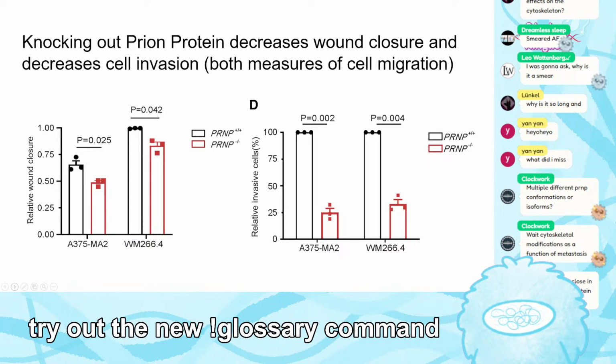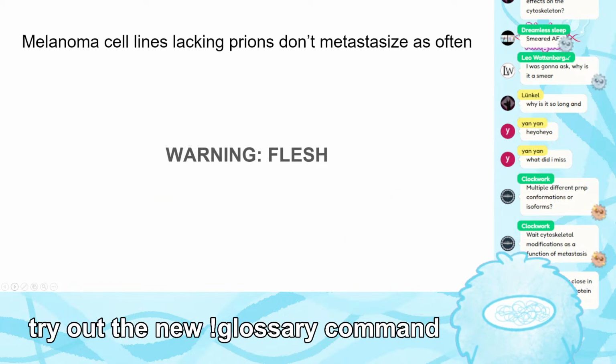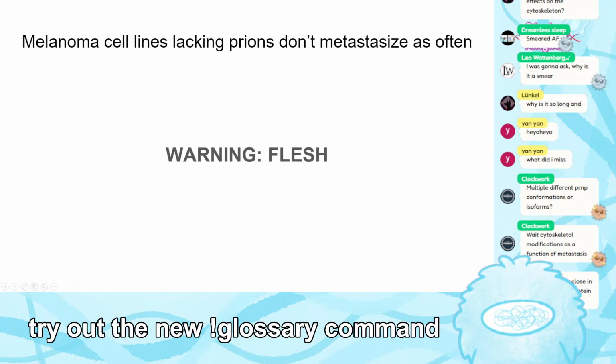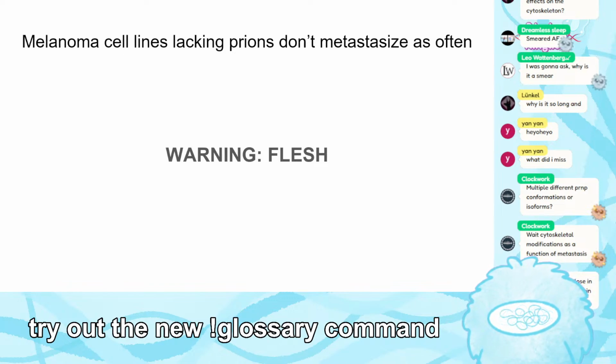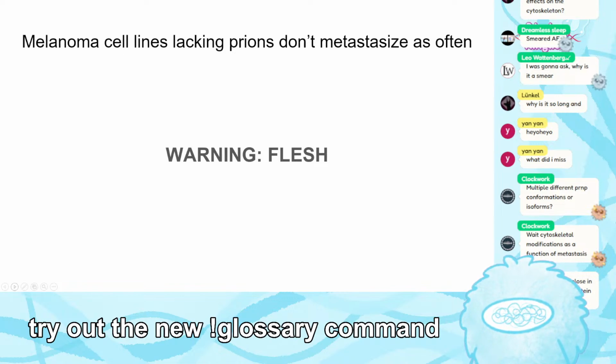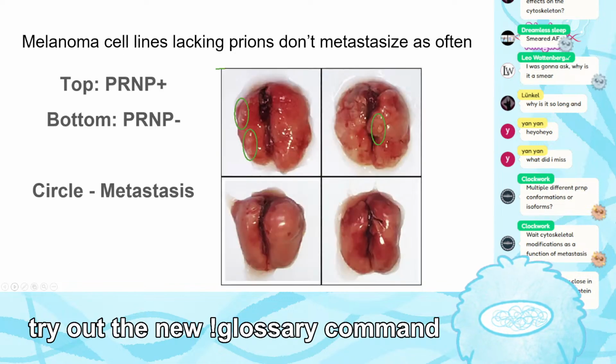Yeah, so just to recap, removing the prion protein from skin cancer cells in culture causes them to be defective in this way. So, melanoma cells lacking prions don't metastasize as often, and here is my content warning, because we are going to look with our very eyes at an actual culture of melanoma, right? So we're going to see something fleshy. If that makes you squeamish, avert your eyes in 3, 2, 1, changing slides.